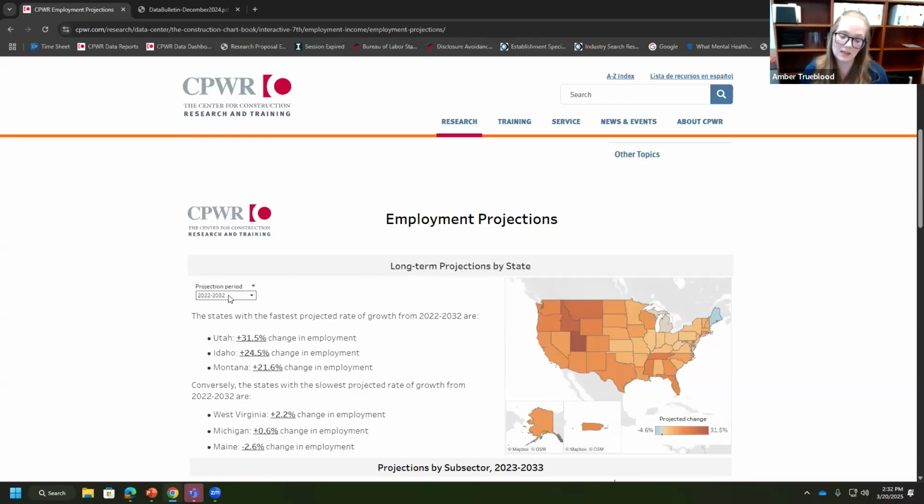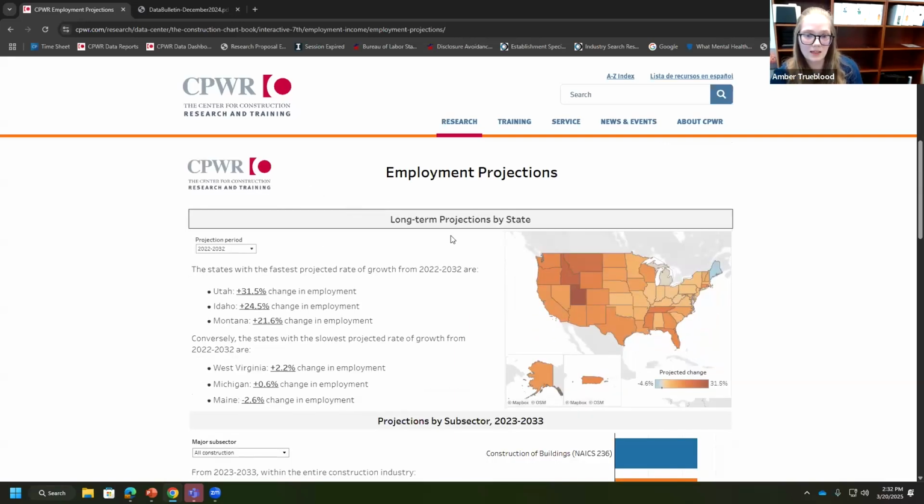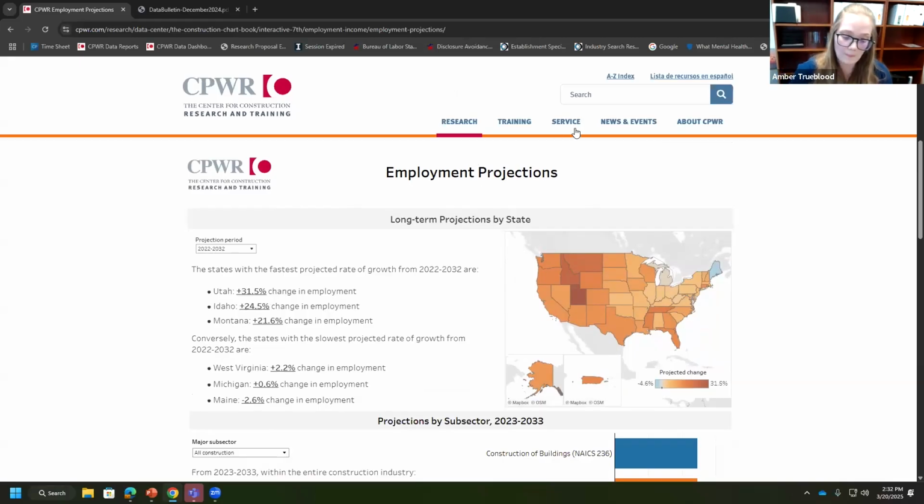And so this allows us to predict the needs of the industry, as well as, from a safety and health perspective, know who is in the workforce and how do we reach them. And this is especially important for the construction industry. As you heard from Derek and William, the industry is changing. So let's go ahead and jump into our data dashboard here, our employment projections by state.